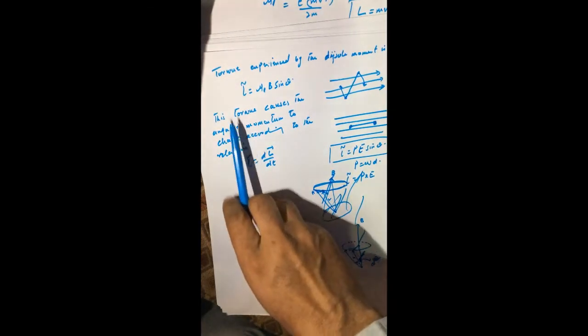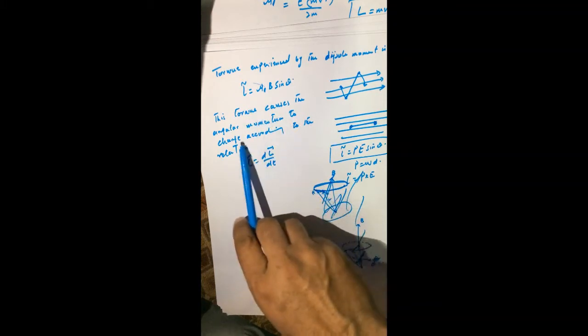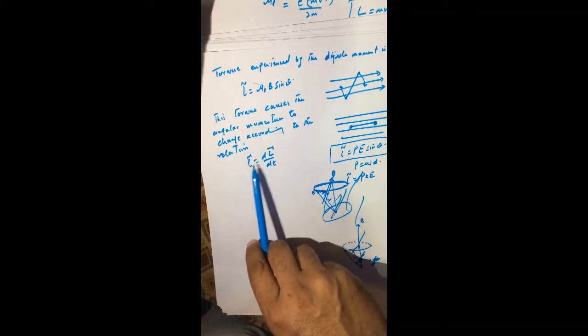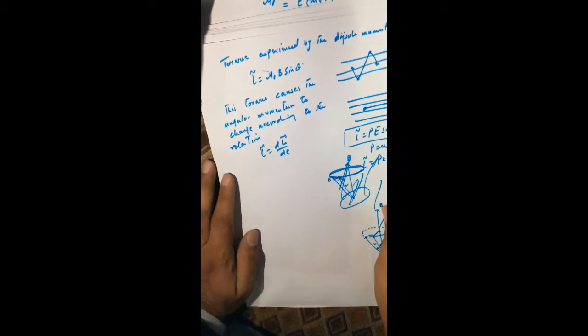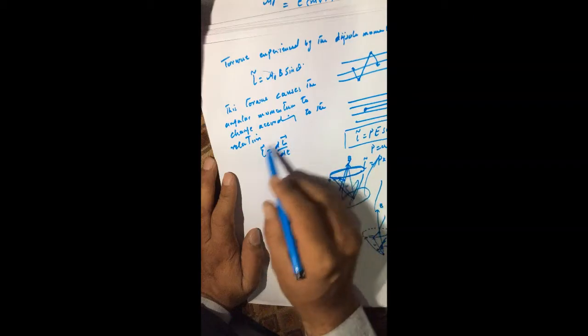So in the last video we derived this relation. Now this torque causes the angular momentum to change according to the relation, because torque is equal to rate of change of angular momentum. Now suppose I will plot a figure here. This is tau, which is rate of change of angular momentum.